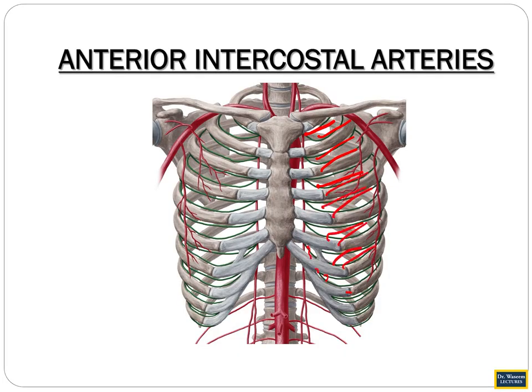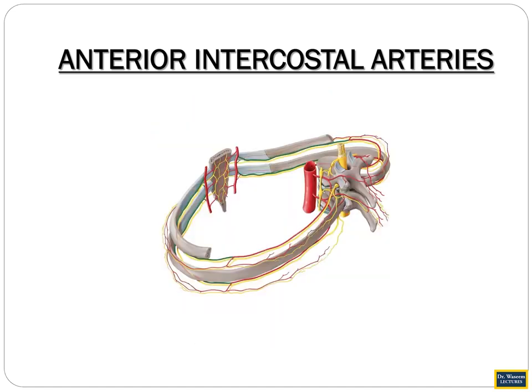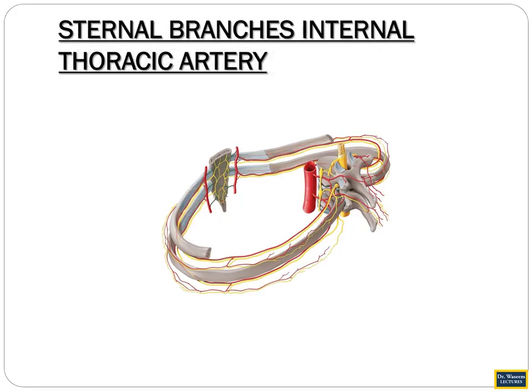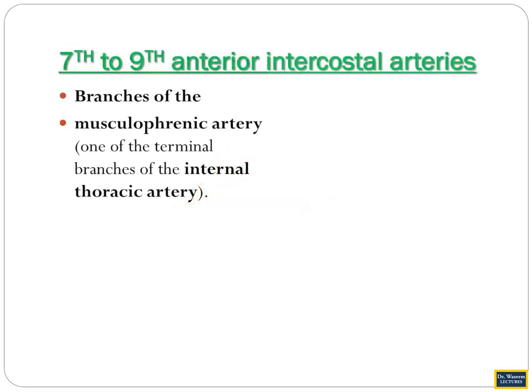But these arteries, they come from here. See this artery. This is a musculophrenic branch. And you are watching this again. Anterior intercostal coming from this. This means internal thoracic, which is also giving external branches. External branches have been shown to you here. 7th to 9th, already I told you that is coming from musculophrenic. Musculophrenic, one of the terminal branches of the internal thoracic.